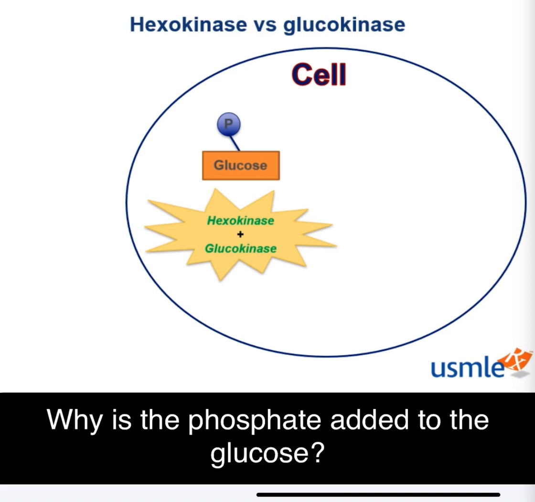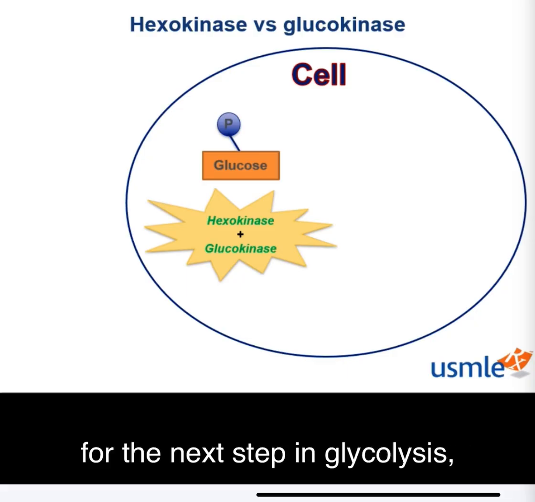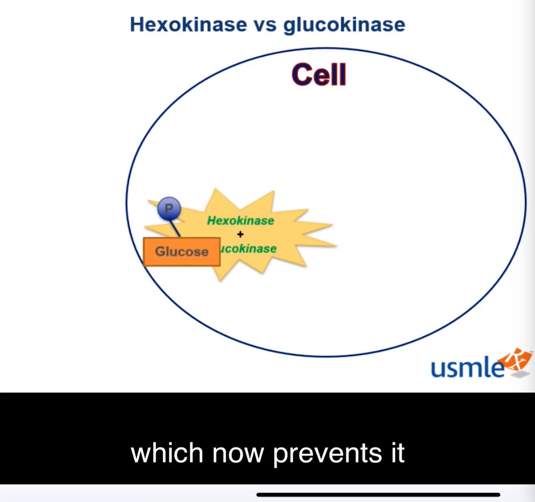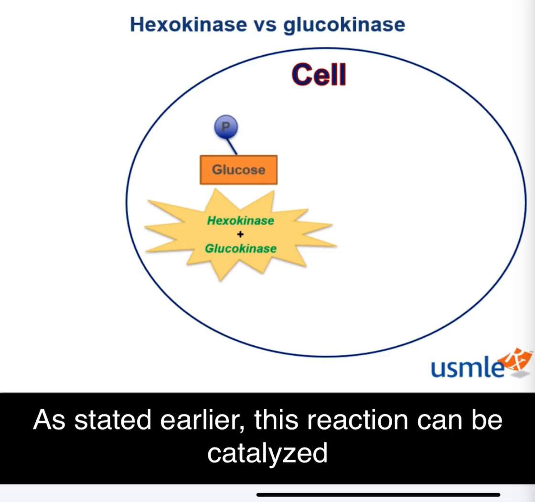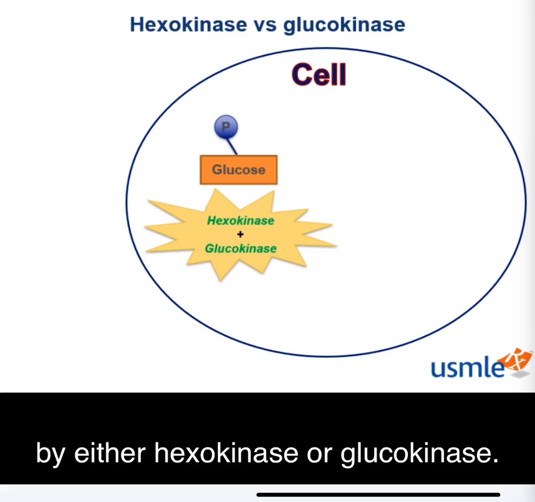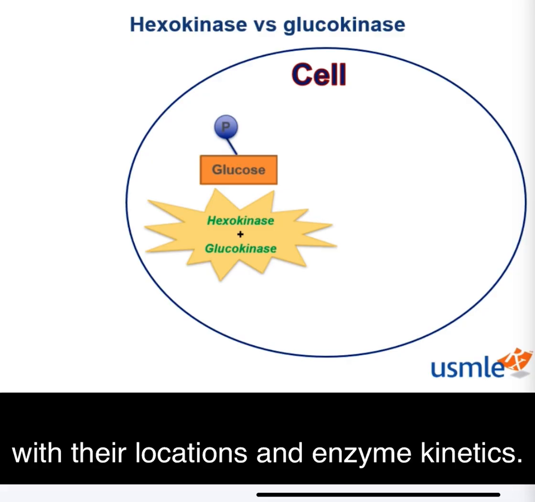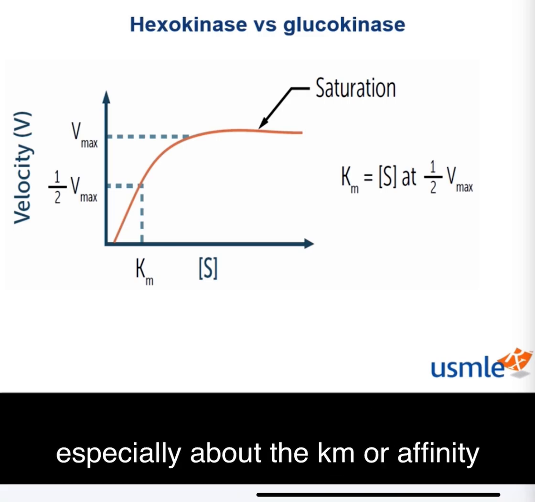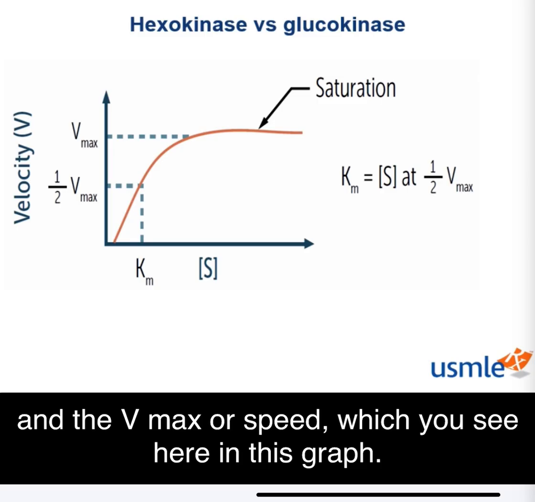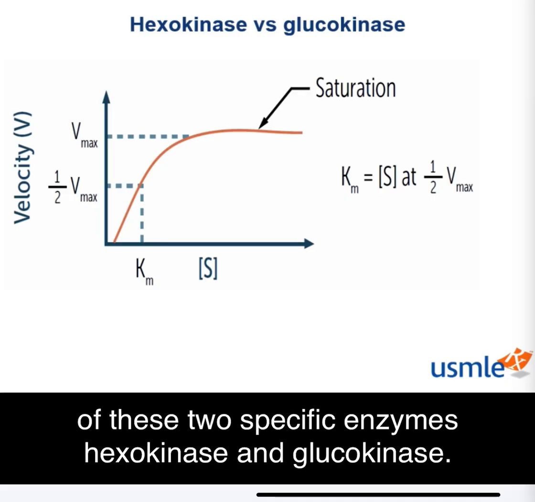Why is a phosphate added to the glucose? Well, in addition to preparing glucose for the next step in glycolysis, this also gives glucose a negative charge, which now prevents it from passing through the plasma membrane, which effectively traps the glucose within the cell. As stated earlier, this reaction can be catalyzed by either hexokinase or glucokinase. The difference between these two enzymes has to do with their locations and enzyme kinetics. You will learn more about enzyme kinetics in the pharmacology section, especially about the Km or affinity and the Vmax or speed, which you see here in this graph. For now, I'll briefly go over the kinetics of these two specific enzymes, hexokinase and glucokinase.